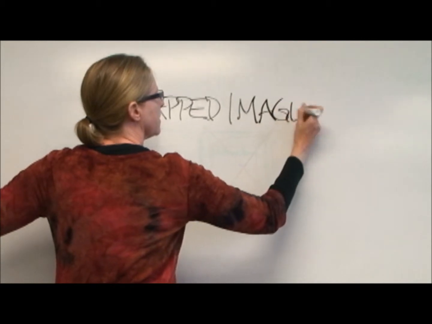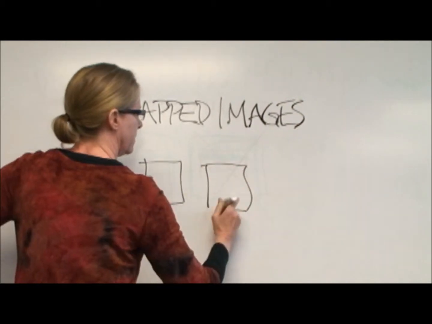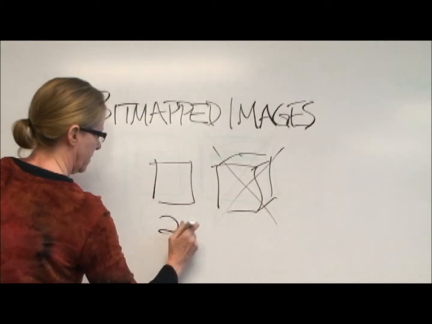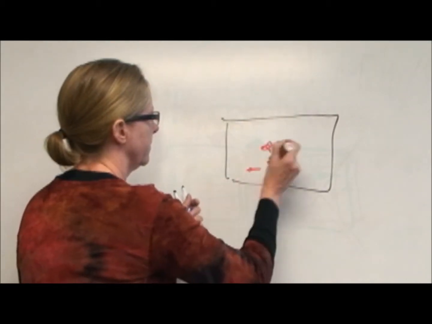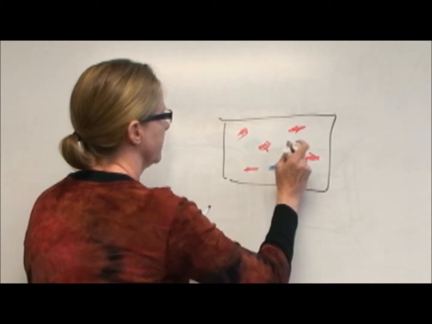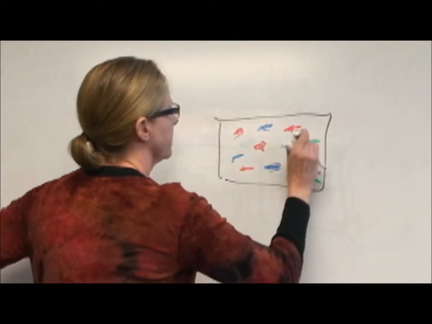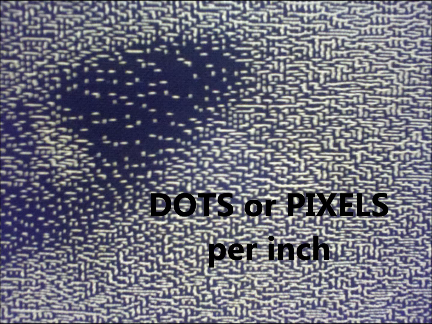Bitmapped images are one of several types of two-dimensional graphics encountered in computer software applications. These types of images are composed of many individual dots of color called pixels. The quality of the image, known as resolution, is determined by the number of pixels in the image. This number may be referred to as dots or pixels per inch.